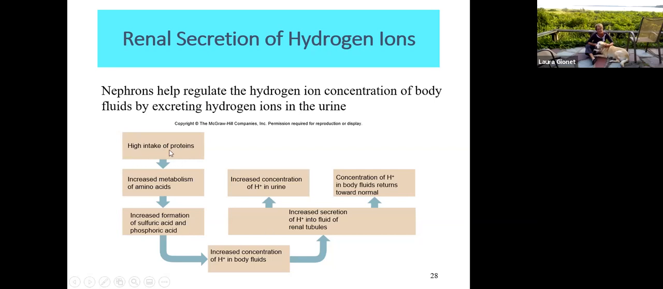So this gives you an example. Let's say you have a high intake of proteins, and we're breaking those proteins down to amino acids, and the amino acids we can break down as well. This causes an increase in sulfuric acid and phosphoric acid. Again, that leads to an increased concentration of hydrogen ions, because all these acids, whether weak or strong, are going to break apart to a certain extent and release hydrogen ions. And therefore, this is the source of a changing hydrogen ion concentration. This translates into increased secretion of hydrogen ions in the fluid of the renal tubules. So now the blood is passing to the kidneys. We allow the hydrogen ions to be liberated and secreted into urine. And therefore, the concentration of hydrogen ions in the body fluids returns toward a normal level.